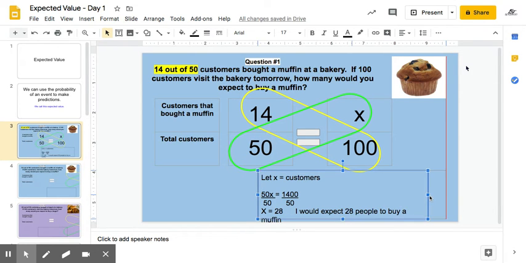All right. So out of 100 customers, 28 of those customers will be buying a muffin. And we figure that out by using the original probability that we were given. Okay, let's do another one.